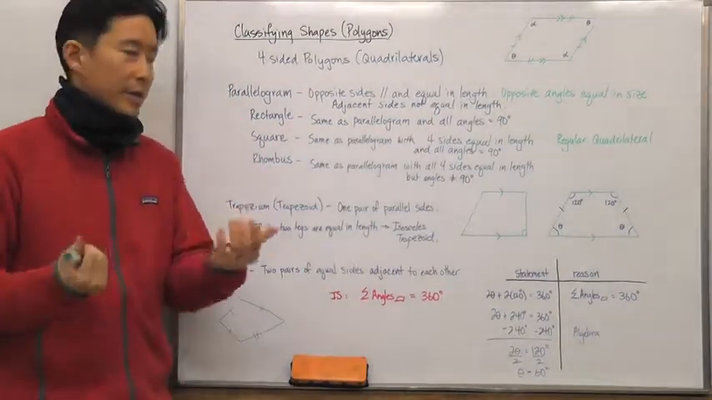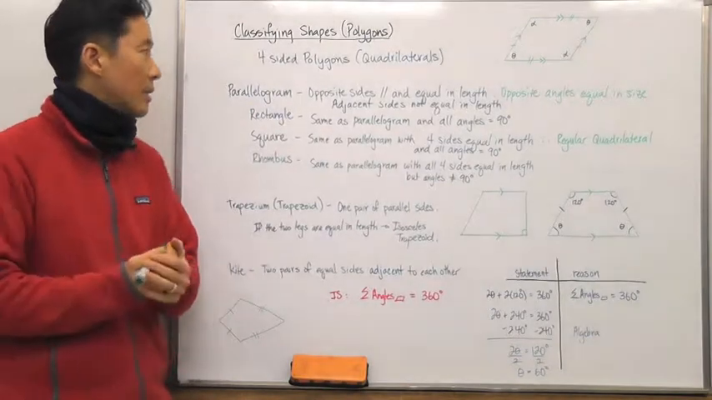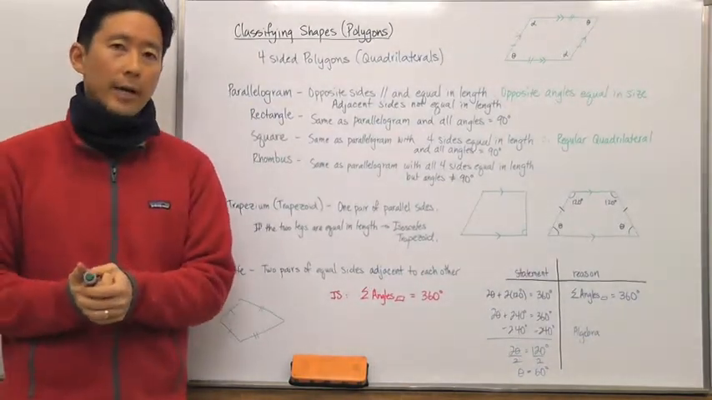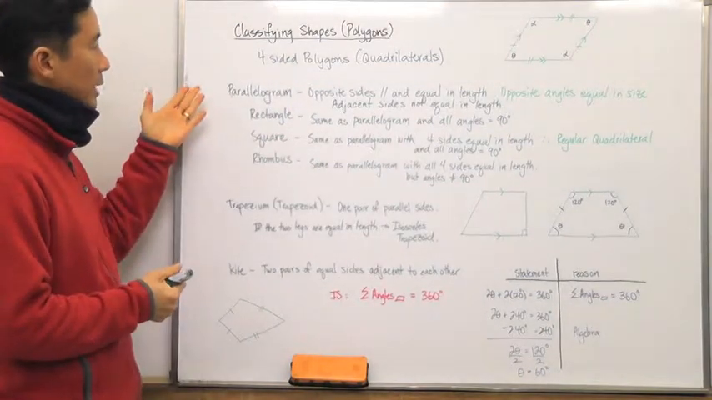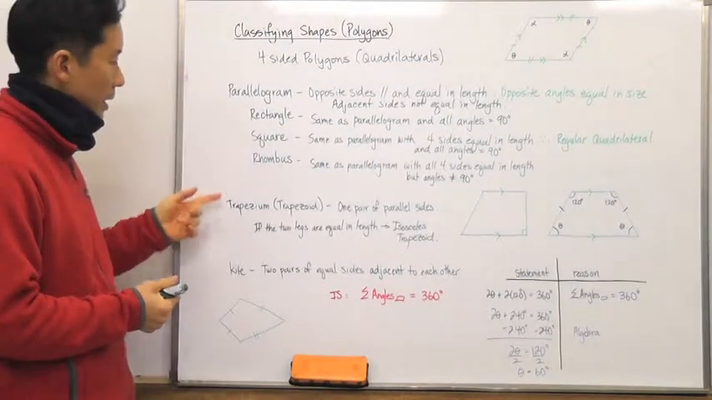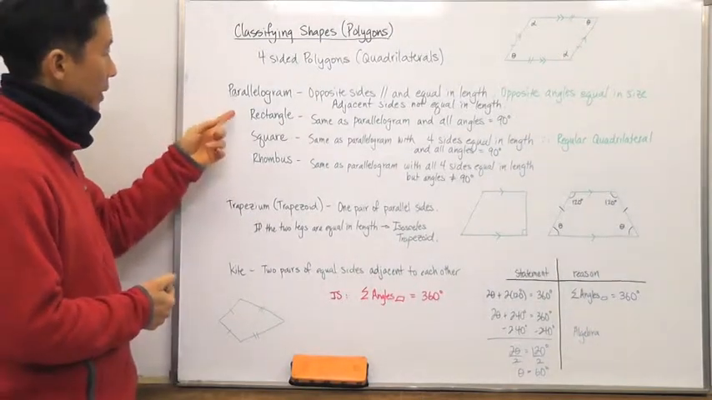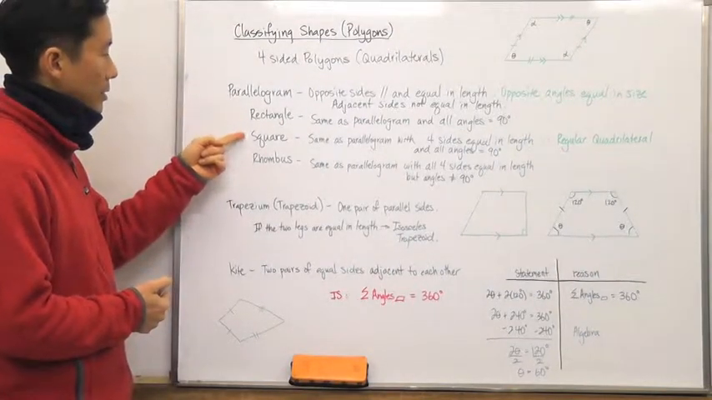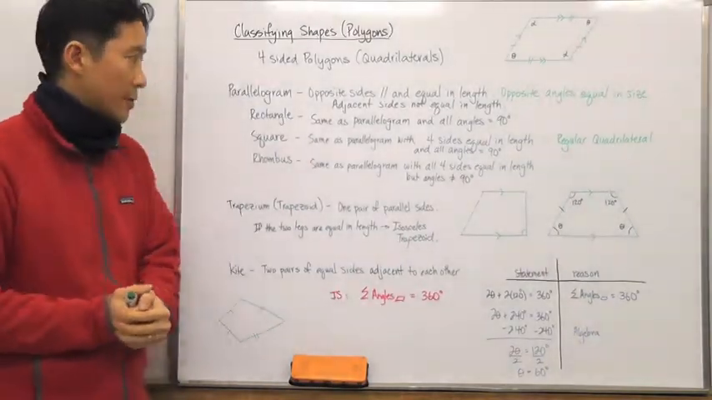Alright, continuing with our discussion about classifying shapes or polygons, let's take a look at the four-sided polygons, or the quadrilaterals. Now generally speaking, we have three different types of quadrilaterals. We have parallelograms, a trapezium, and a kite. And under the parallelogram, we have the rectangle, square, and rhombus. So let's take a look at the parallelogram first.